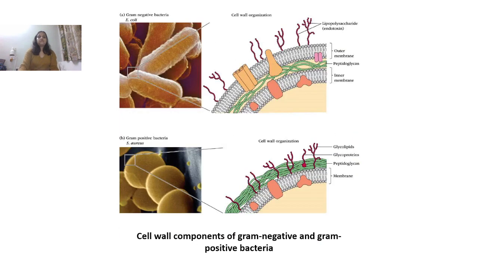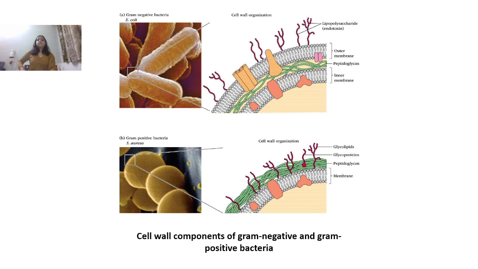So we all know that there is a difference in the cell wall component of gram-negative as well as gram-positive bacteria. Here we can see in the gram-negative bacteria, the peptidoglycan is very thin compared to the gram-positive bacteria. Gram-negative is E. coli and gram-positive is Staphylococcus aureus. So the peptidoglycan is much thicker in case of gram-positive bacteria.